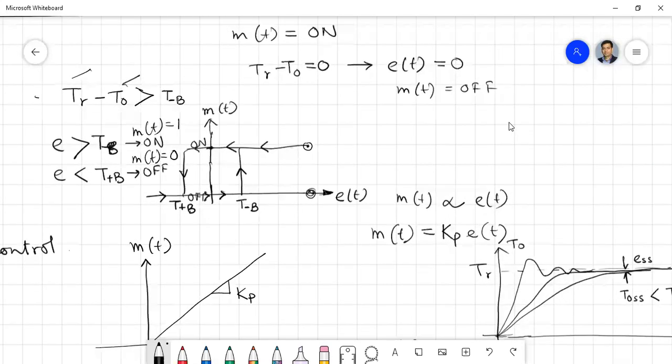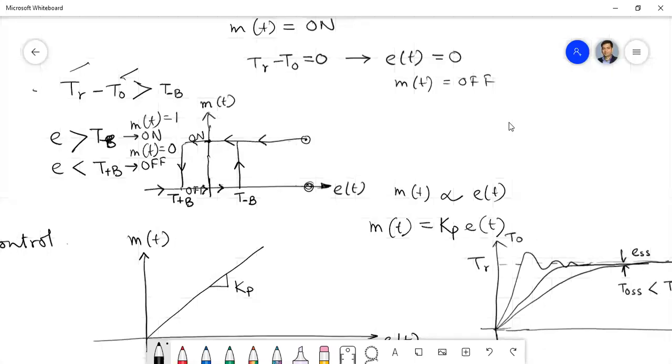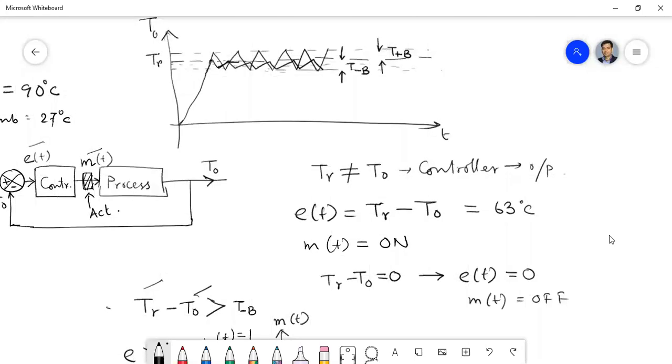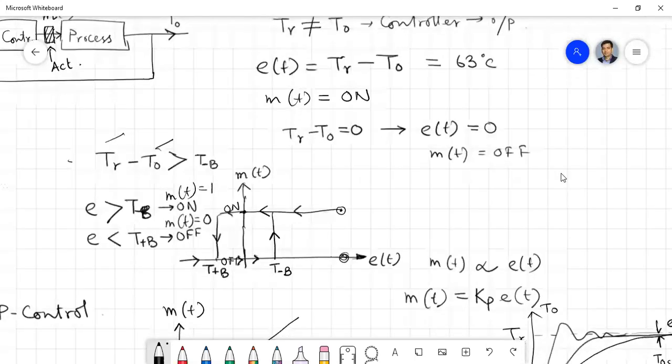Now you just tell me the time at which it will first cross the set value, that is called the rise time, isn't it? Right? Yes, sir. So if I compare this rise time and the rise time in the previous case, that is in case of this on-off controller, which rise time will be less?